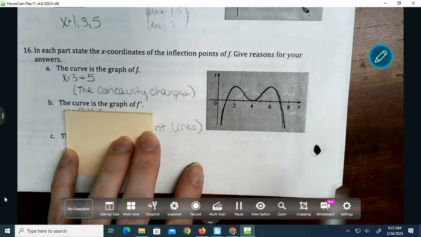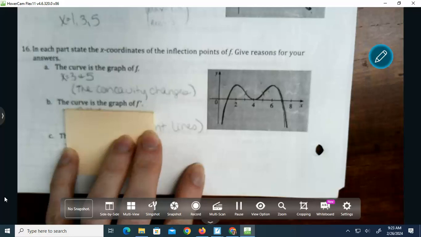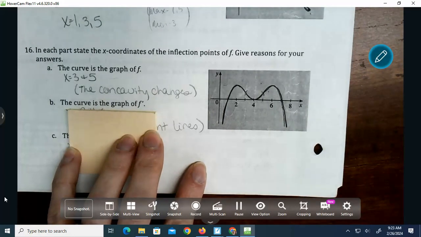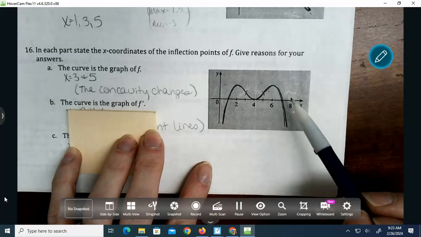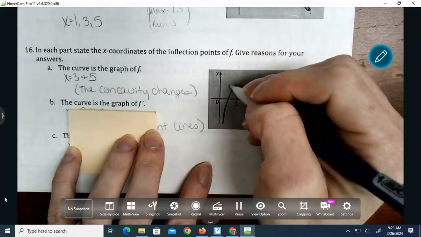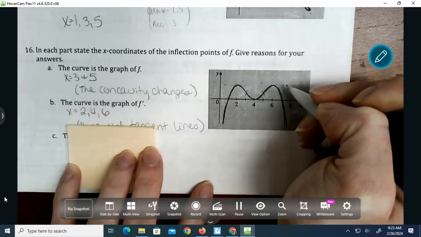Now I want the inflection points, but suppose we are looking at the derivative, the first derivative. Inflection points are when the second derivative is 0. So it's like saying, when would the derivative of this graph be 0? So that happens at your high and low points, right? Anywhere you would get a horizontal tangent. So that would be at 2, 4, and 6.